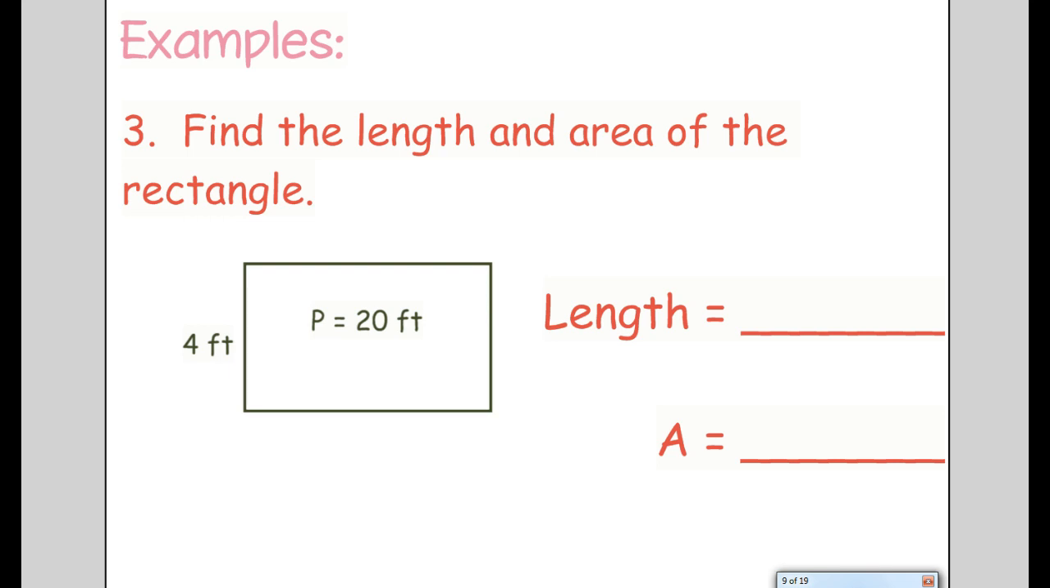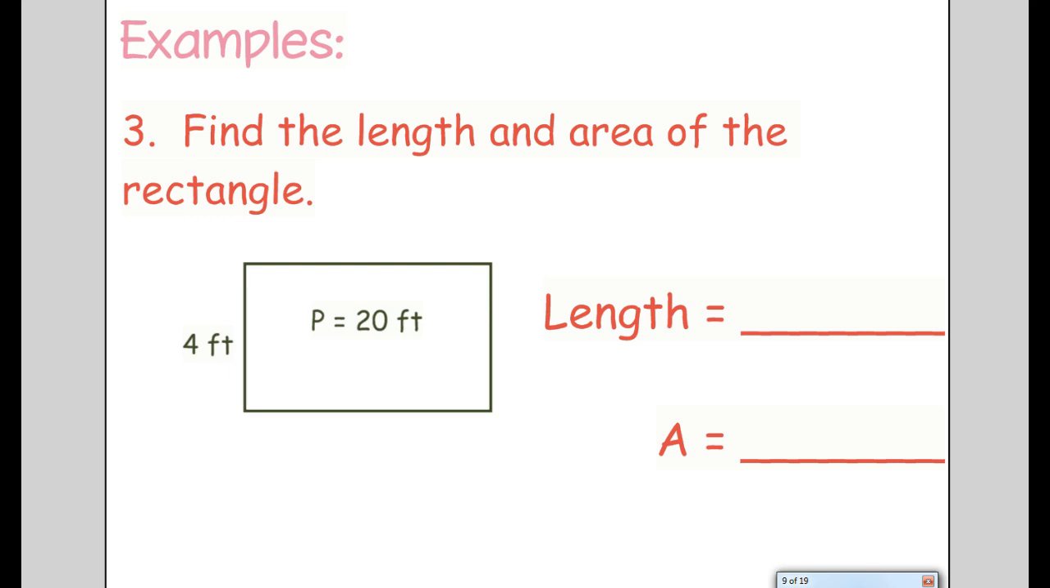Yes. Length times width. Length times width. Alea, go write the length, and Catherine, you'll write the area.